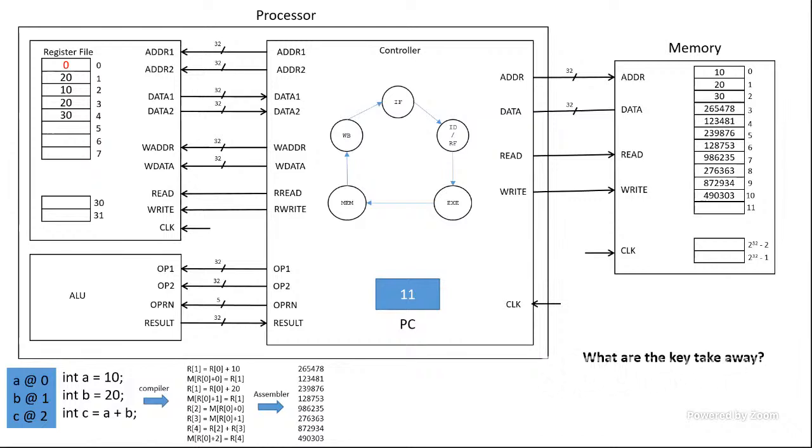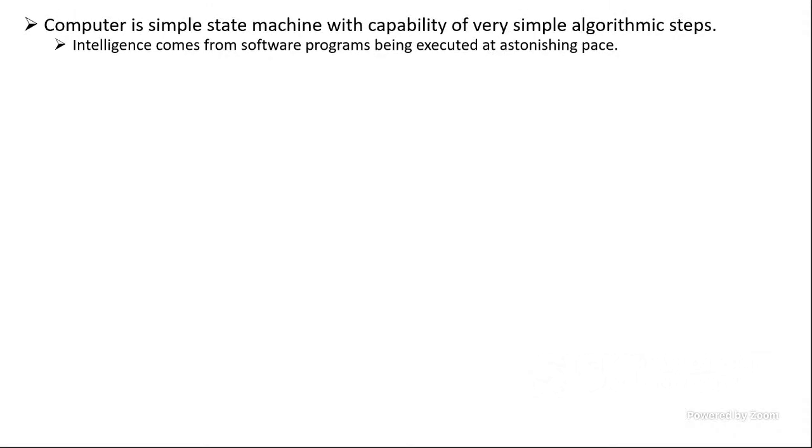Okay. So first of all, what we probably realize by now, a computer is a very simple state machine with the capability of very simple algorithmic steps.